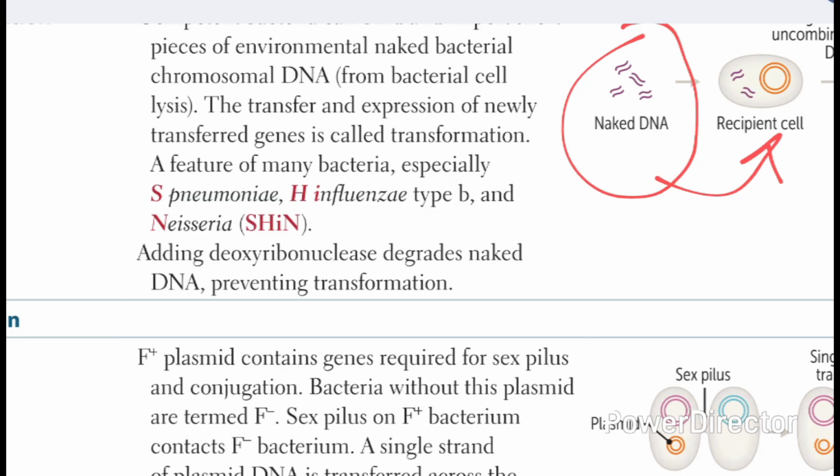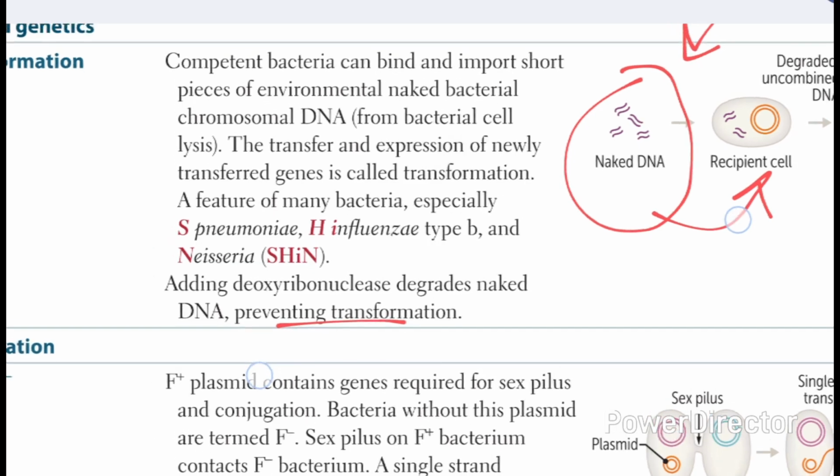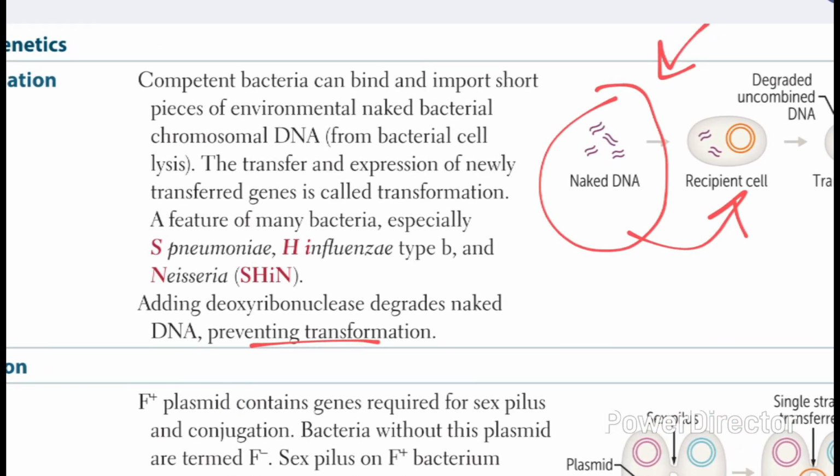So this is a mechanism in which there is basically addition of deoxyribonuclease, which is an enzyme that degrades naked DNA, preventing transformation. For example, if we are culturing some growth, growing some organisms in different culture media, and we do not want them to take the DNA material of some other bacteria, we can just add this enzyme, deoxyribonuclease, which will cleave this naked DNA, so there is no DNA available for the recipient bacteria to pick up. So this will inhibit the process of transformation.